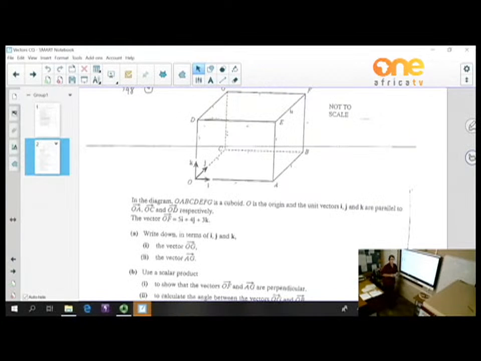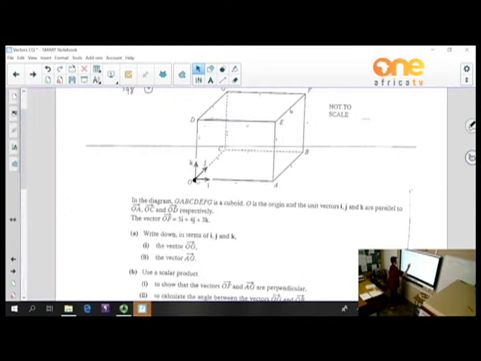Right, grade 12s, good morning. We're continuing then with Cambridge questions, and we've got 3 more to do today. So here is number 4. In the diagram, OABCDEPG is a cuboid. O is the origin, so everything works from O. And we're working with base vectors I, J, and K, and they are OA, OC, and OD.